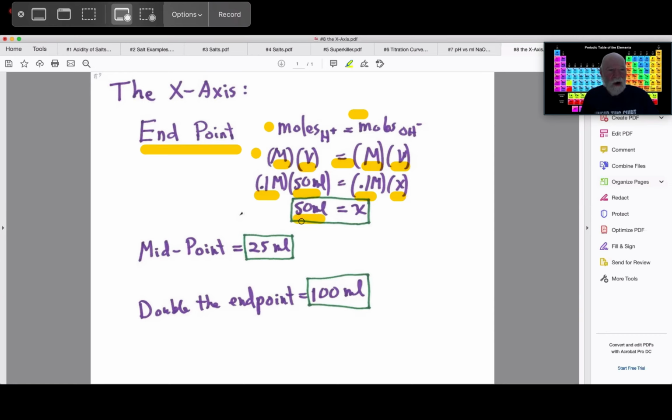So we're going to calculate the pH at the endpoint. We're also going to get it at the midpoint. So halfway through the titration would be 25 milliliters. And to get the overall shape, we're going to also do this at 100 milliliters. We're going to get the pH at these 3 points.